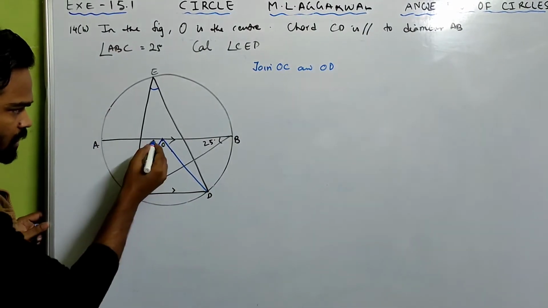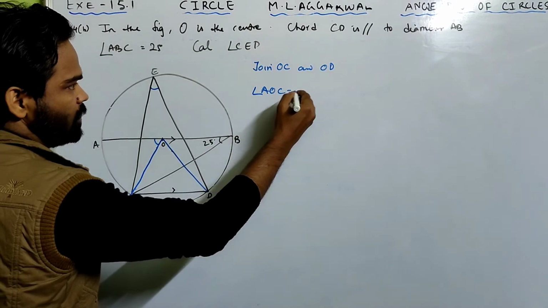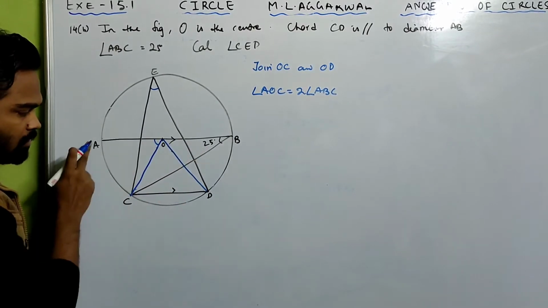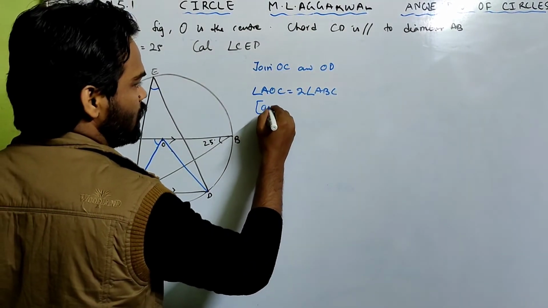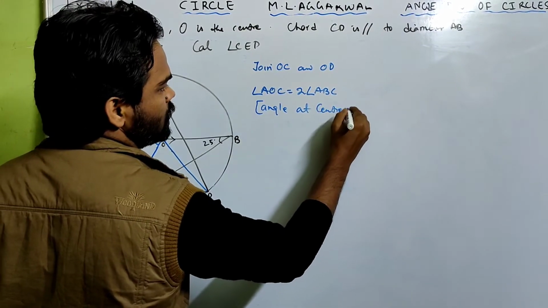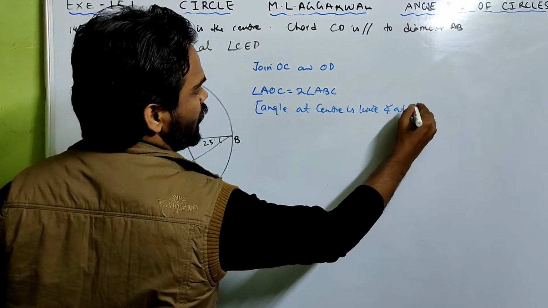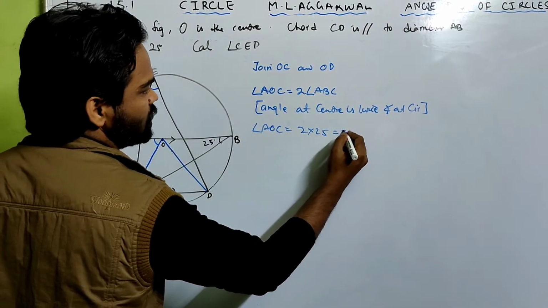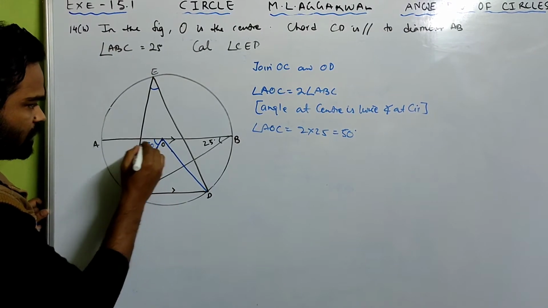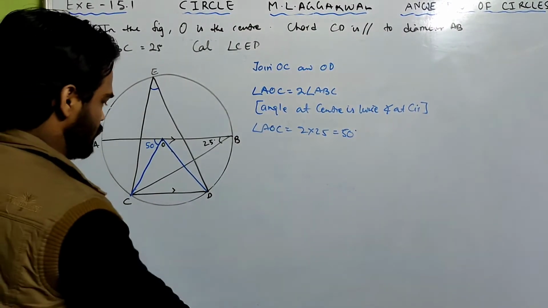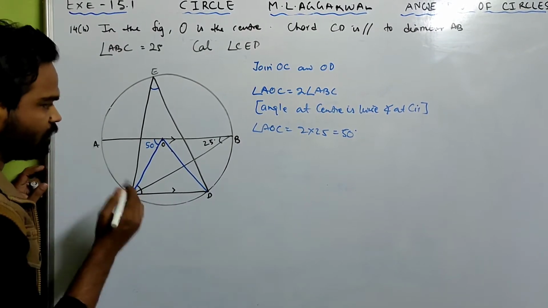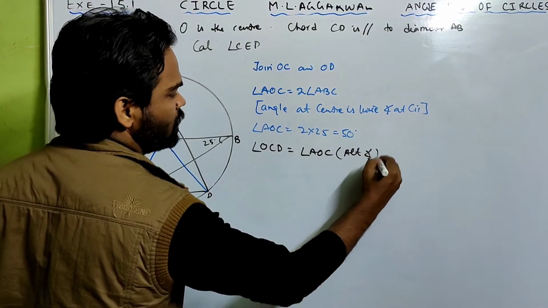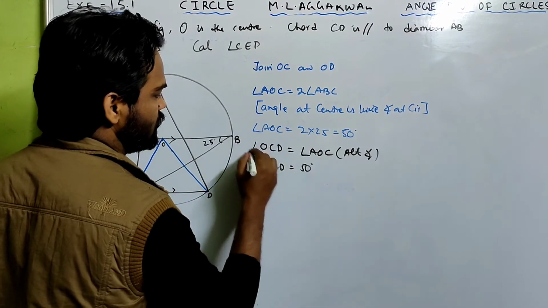Now look carefully. Angle AOC will be twice angle ABC. Angle at the center is twice the angle at circumference. See, the segment is same. Angle at center is twice angle at circumference, which means angle AOC is 2 into 25, that's 50 degrees. So this is 50. Okay. Now look carefully. If this is 50, this has to be 50. Angle OCD, because OCD is equal to AOC. That's alternate angle, which means angle OCD is 50 degrees.